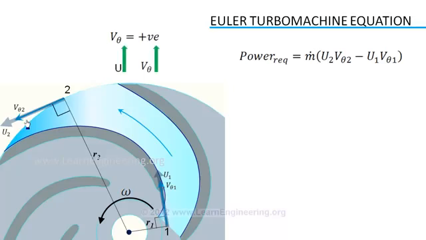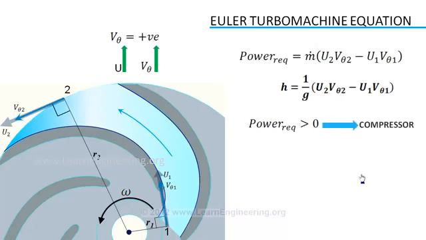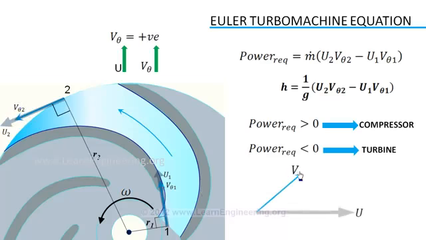If we divide power by weight of fluid flowing, we will get the energy head required to maintain this flow. If power required by the fluid is positive, it means the fluid is absorbing energy, or the device is acting as a compressor. Otherwise, the fluid is losing energy, so the device acts as a turbine. V theta more precisely means the component of fluid velocity which is parallel to blade velocity. But determination of fluid velocity is a tricky affair in turbomachinery, since we are dealing with rotating components.